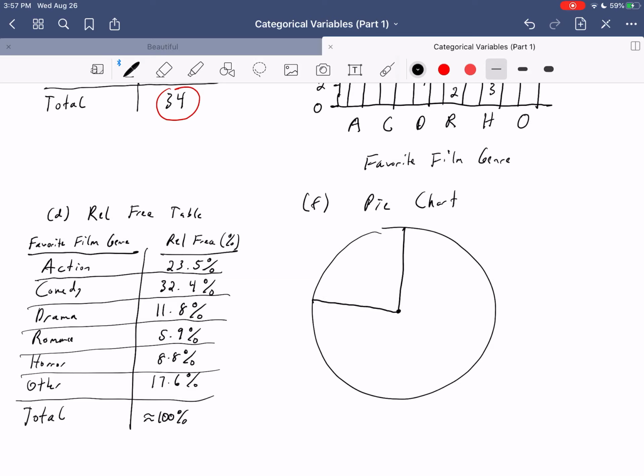And there we go, right? It's a little less than a quarter, and you can label that piece as action. So there we go. All right, what else would be pretty easy to do?